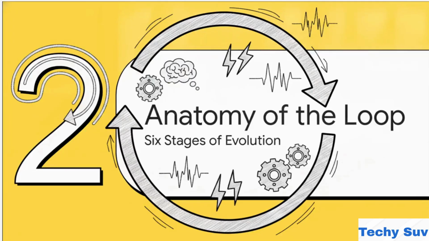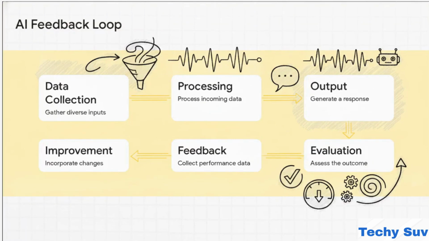Which brings us to the anatomy of the loop itself, the 6 stages of AI evolution. So, how does this real-time learning actually happen under the hood? Let's break down the exact metabolic cycle that keeps an AI system alive and kicking. It all kicks off with data collection, pulling from users, sensors, or databases. Then comes processing and inference, which is just the model making a prediction. Step 3 is output generation, like a chatbot finally replying to your message. But the real magic? That happens in steps 4, 5, and 6.